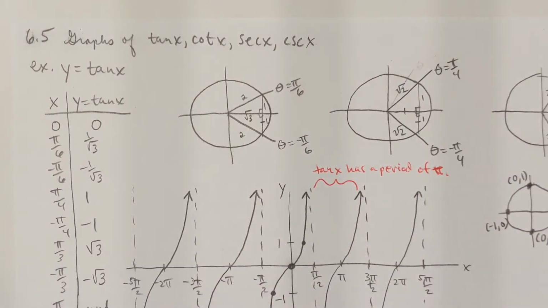In this video, we're going to finish up Chapter 6. 6.5 is where we're going to look at the graphs of y equals tangent x, y equals cotangent x, y equals secant x, and y equals cosecant x. Of course, we've already looked at the graphs of y equals sine x and y equals cosine x. That was in the last section.